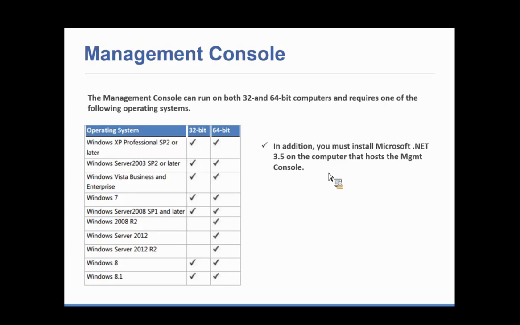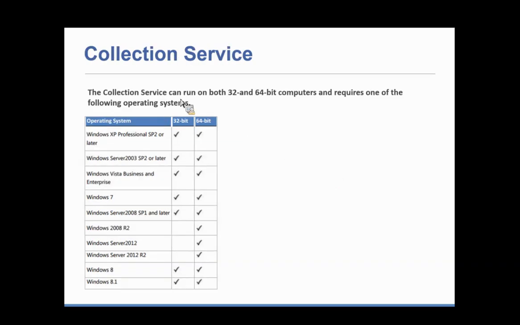Moving along to the collection service component. The collection service is the Windows service that runs in the background and does all the heavy lifting for this tool. Once again, it can run on either 32-bit or 64-bit computers, but it's running from the 32-bit architecture scope, so it is a 32-bit tool. And again, it's basically the same set of supported OSs. I think we added Vista Business and Enterprise to this list, but in essence, we go back to XP SP2, and we support up to 8.1.